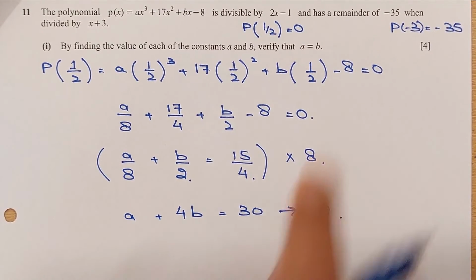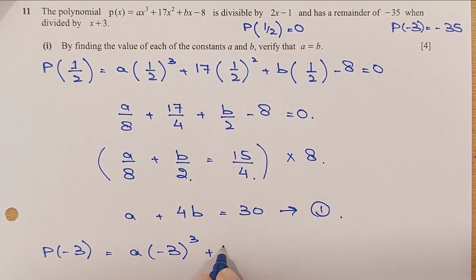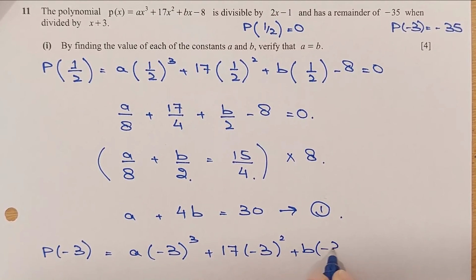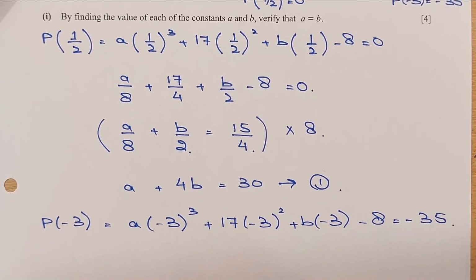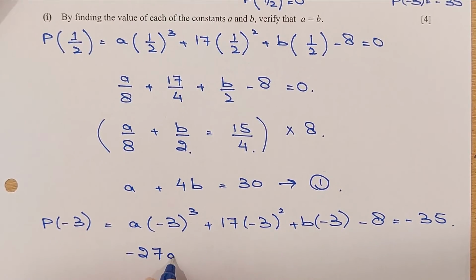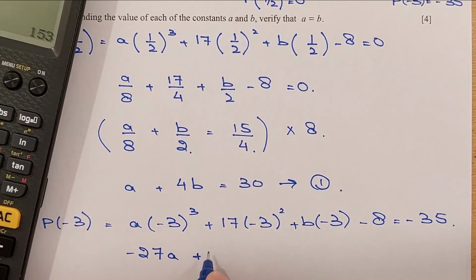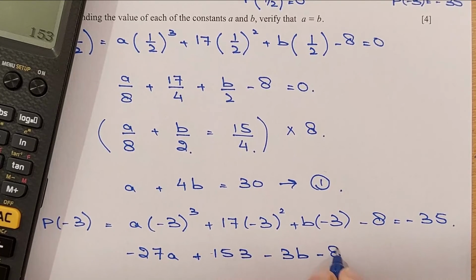Right. Now using the second condition, p of minus 3. a times minus 3 cubed plus 17 times minus 3 squared plus b times minus 3 minus 8 equals negative 35. Right, so 3 cubed is 27, so this is minus 27a, plus 3 squared is 9, 17 times 9 is 153, and minus 3b minus 8 plus 35 is equal to 0.